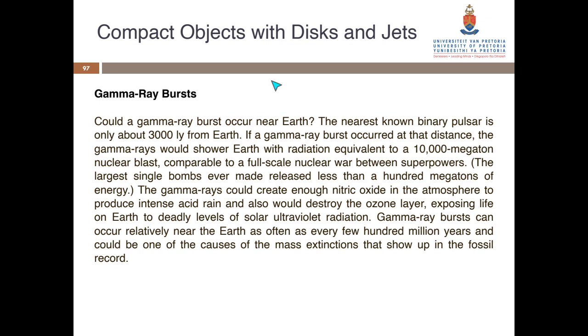The gamma rays could create enough nitric oxide in the atmosphere to produce intense acid rain, and also would destroy the ozone layer, exposing life on Earth to deadly levels of solar ultraviolet radiation. Gamma ray bursts can occur relatively near Earth as often as every few 100 million years, and could be one of the causes of the mass extinctions that show up in the fossil record.